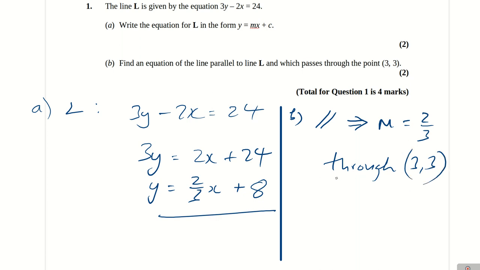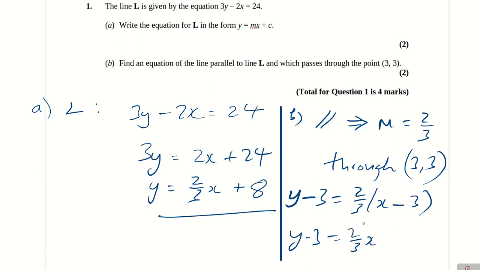Now the best way to do this, I mean, some people write down the equation y equals mx plus c, so it would be y equals 2/3 x plus c, then they put in the value of x and y to find what c is. That's absolutely fine. It's sometimes a bit quicker just to use y minus the y coordinate there, 3, equals m brackets x minus the x coordinate, which is also 3. And then we just multiply it out.